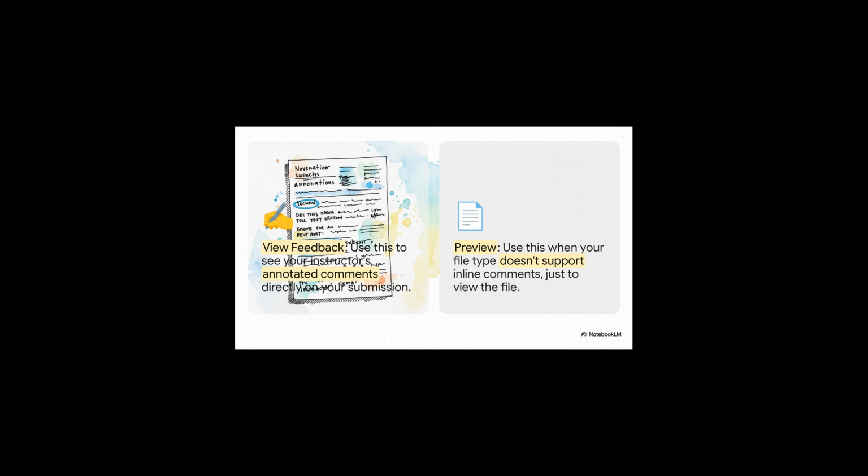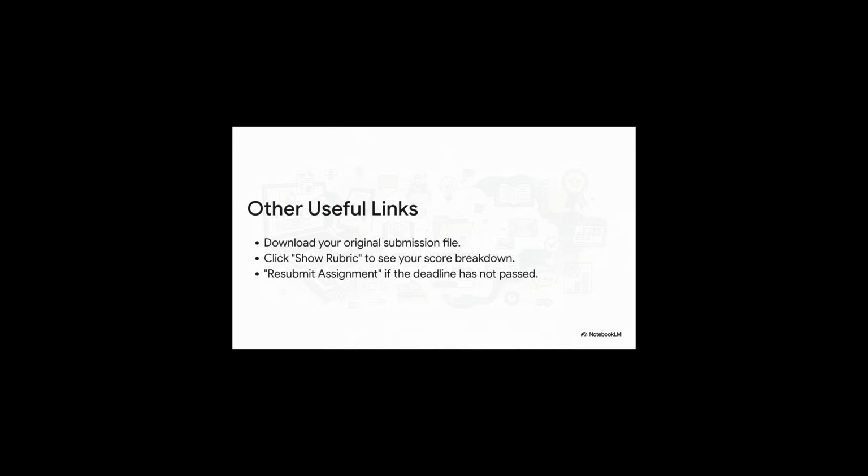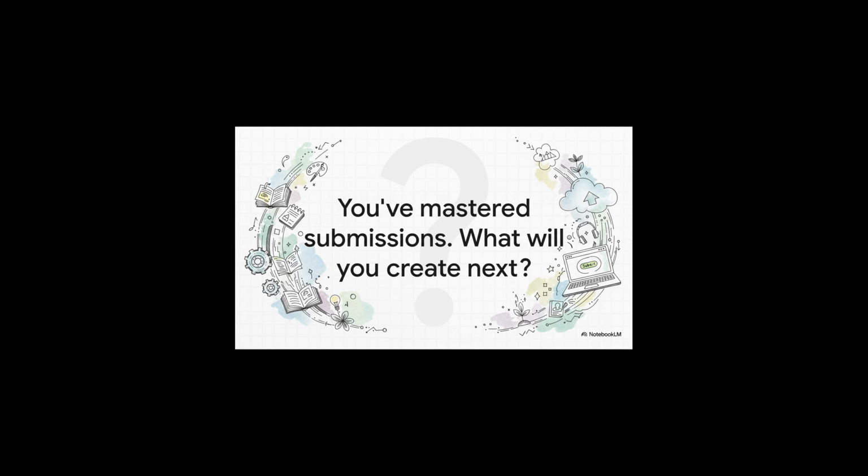Now, if you submitted a weird file type that doesn't support that, you'll see a Preview button instead, which just lets you see the file. The submission details page has a few other handy tools too. You can download the exact file you submitted, which is great for your records. If your instructor used a rubric, you can click Show Rubric to see exactly how you were scored. And hey, if your instructor allows it, and it's before the due date, you might even see a Resubmit Assignment button.